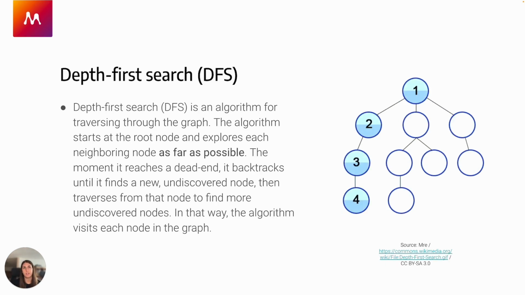Depth first search, on the other hand, is also an algorithm for traversing through the graph, but it starts at the root node and explores each neighboring node as far as possible, that is, as deep as possible. That's how you can remember which one is breadth first search and which one is depth first search. Depth first search goes into the depths, while breadth first search just expands through the same level of nodes in a graph. The moment this algorithm reaches a dead end, it backtracks until it finds a new undiscovered node, and then it traverses from that node to find more undiscovered nodes. In that way, this algorithm will visit each node in the graph.